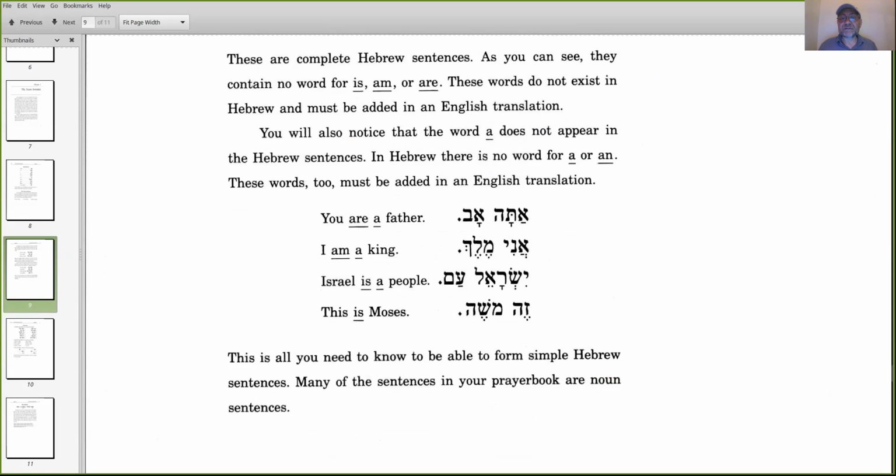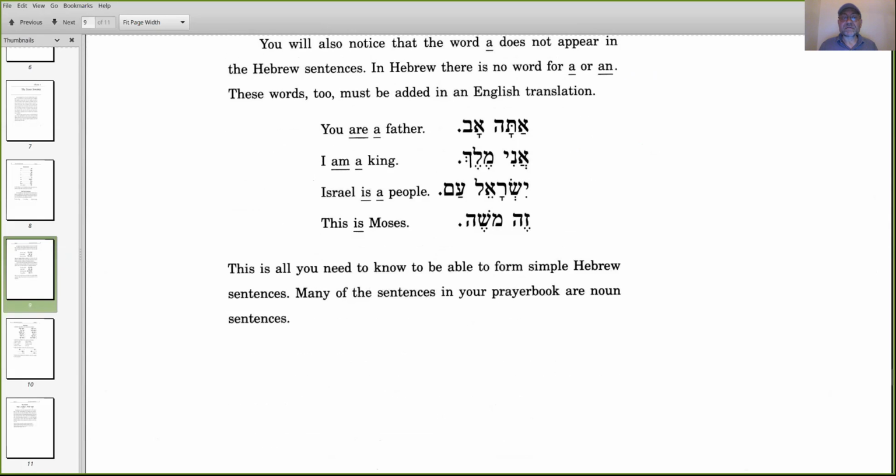You will also notice that the word a does not appear in the Hebrew sentences. In Hebrew, there is no word for a or an. These words, too, must be added in an English translation. Okay, so first one we have here is Ata Av. So you, father. Okay, of course, in the English translation, we are adding these in. You are a father.